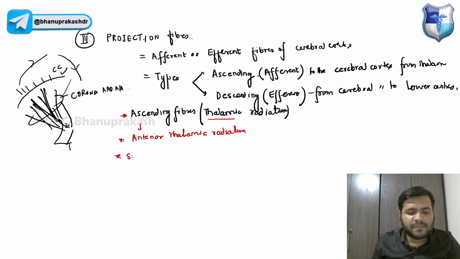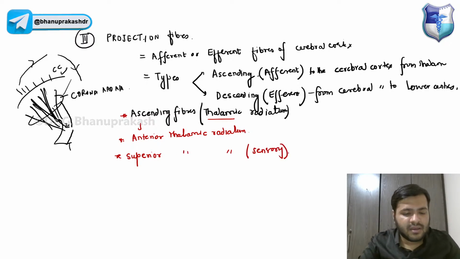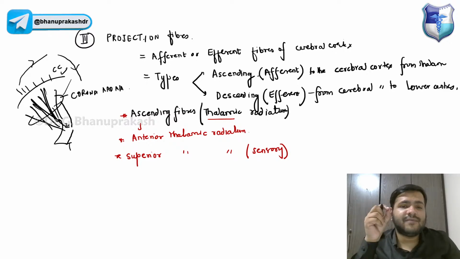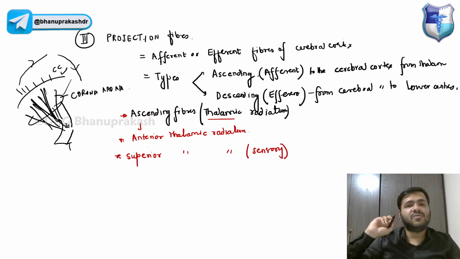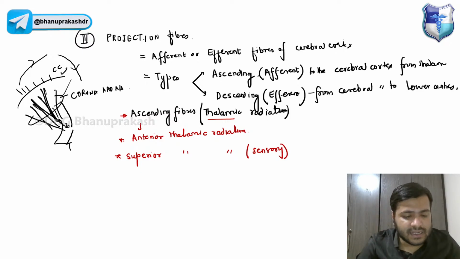We also have the superior thalamic radiation. It is also called the sensory thalamic radiation. Now, basically we have the posterior ventral nucleus of the thalamus, right? I told you about the posterior ventral nucleus, and remember, it is connecting to the post-central gyrus.